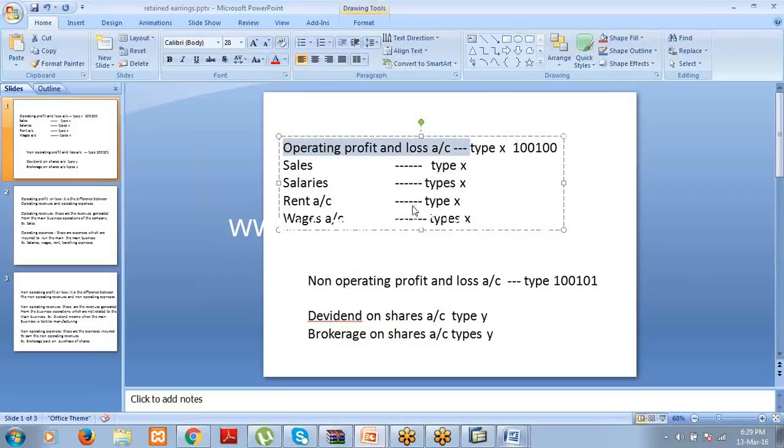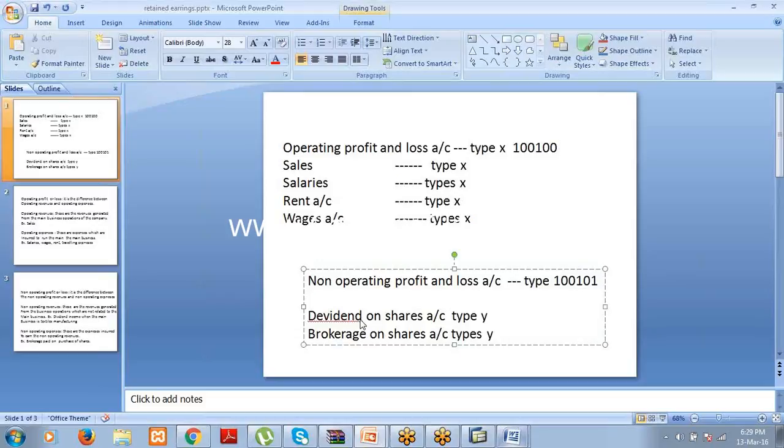Similarly, when you create the GL account dividend on shares, the user has to specify type Y. And for brokerage on shares, when you are creating this GL account, we have to specify type Y. So at the end of the year, the balances in these two GL accounts will be transferred to type Y. Type Y means the non-operating profit and loss account. Then the result will be either non-operating profit or non-operating loss. So this is how we can display the profit separately in the balance sheet.